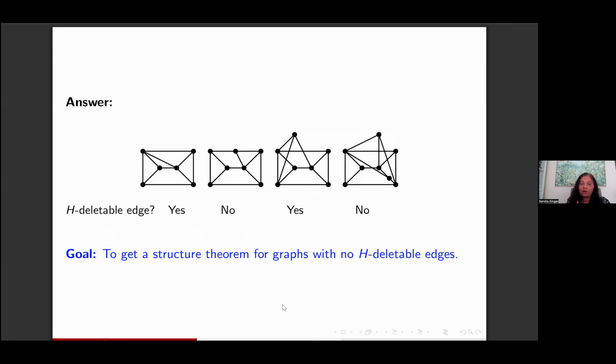And our goal is to get a structure theorem for graphs with no H-deletable edge, and as a bonus, we get a structure theorem for minimally 3-connected graphs, and that in turn helps us characterize excluded minor classes of graphs. So that's sort of the big picture. Any questions so far about H-deletable edges? Oh, good.